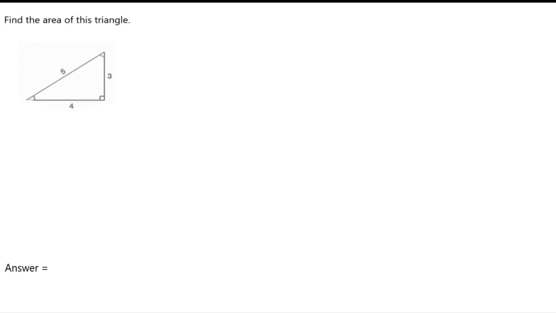So the formula for finding the area of a triangle is A, and A would stand for area. A equals B, which would equal base, times H, which would equal height, times 1/2.